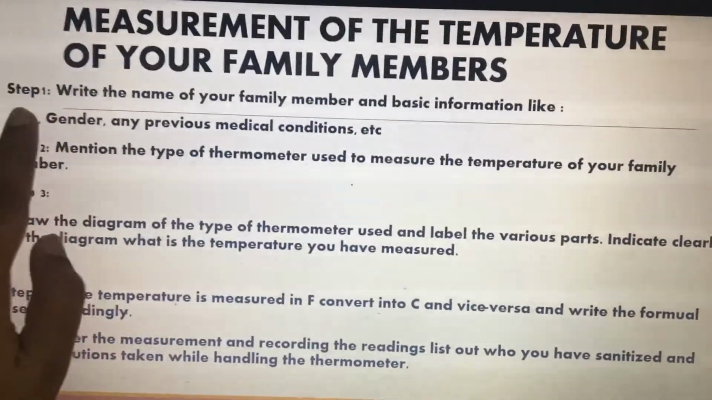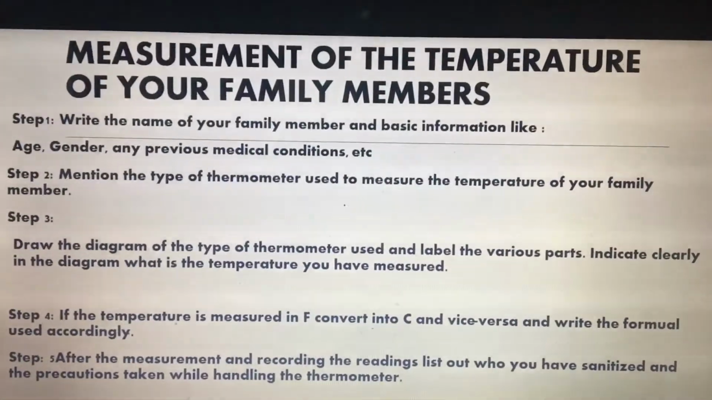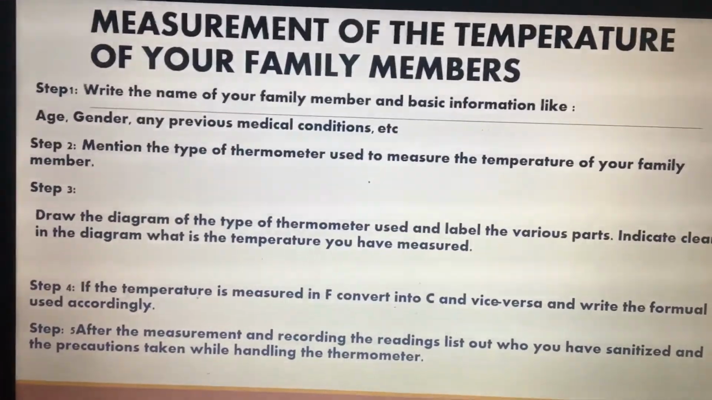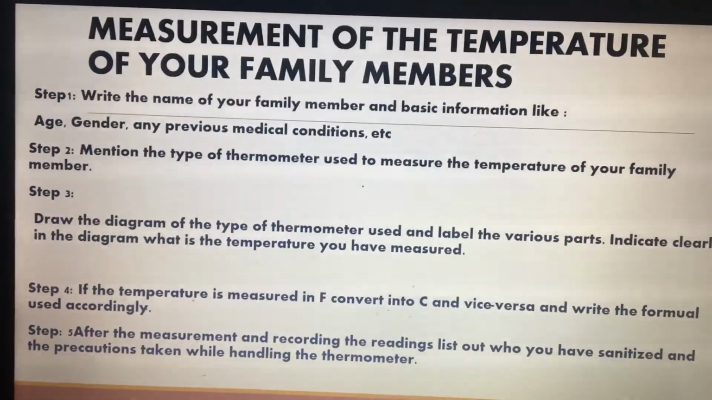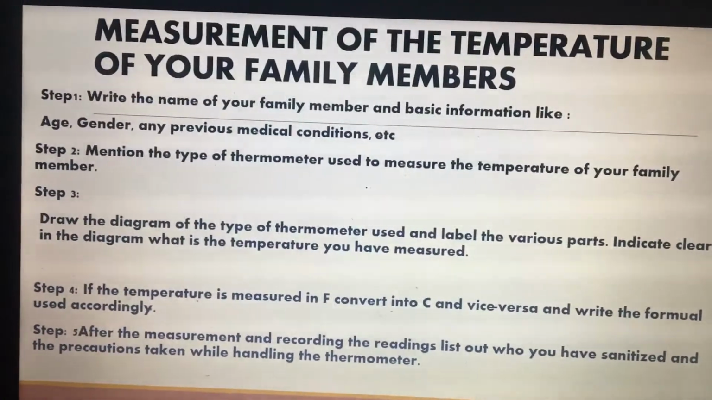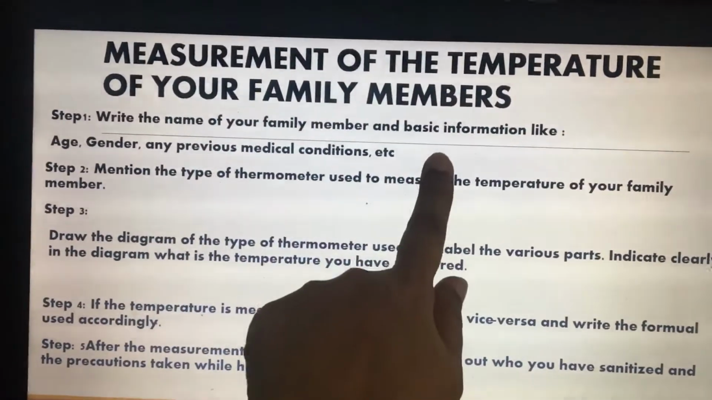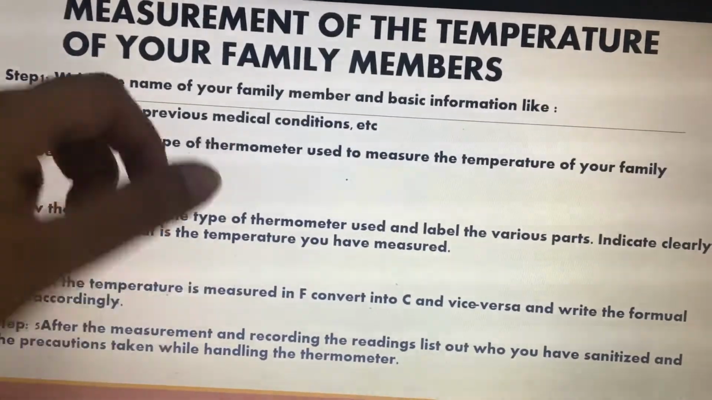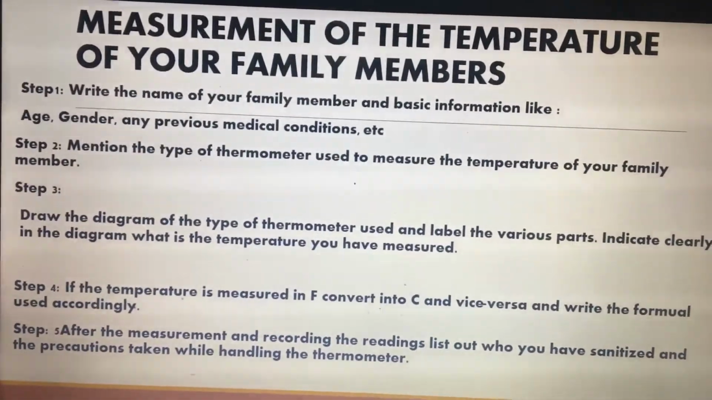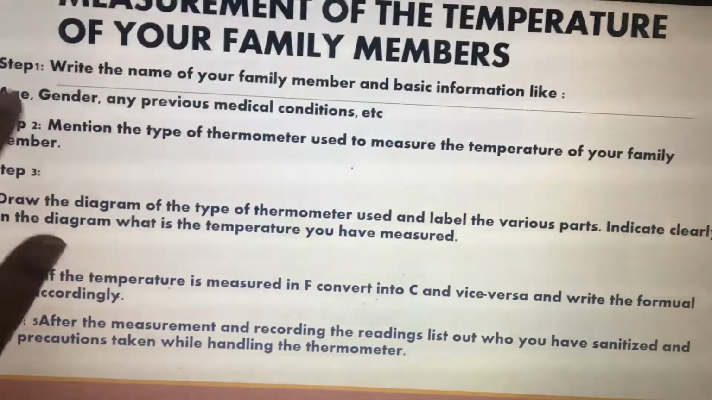So the first thing, you are preparing a small file. Whichever file or folder you have at home, children, you can use it. You may have some old files from when you visit a doctor, or you can use a normal stick file, no problem. The first step, you will write the names of your family members and basic information like age, gender, and any previous medical condition, that means are they diabetic, or do they have high BP, like that. You will just prepare a small information list. That is the first step.